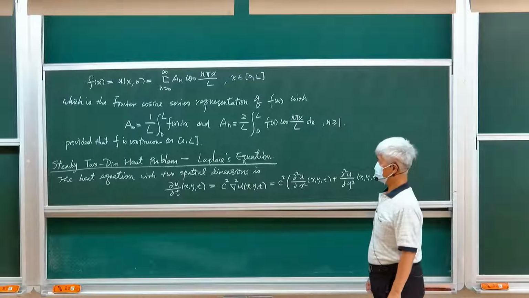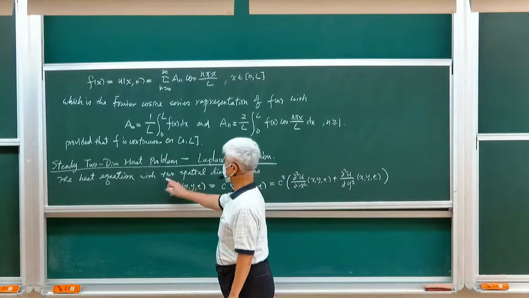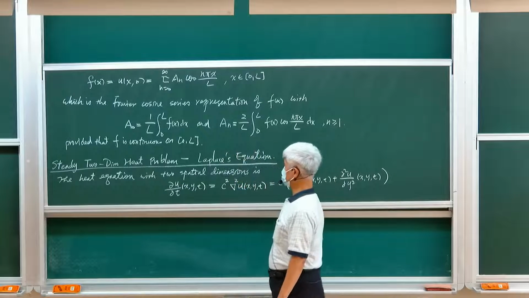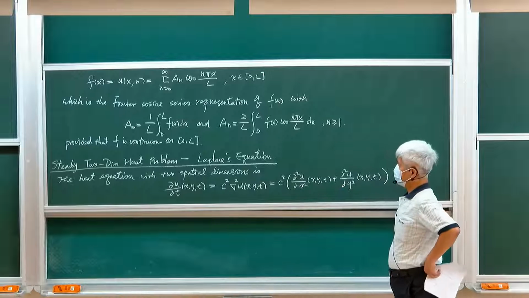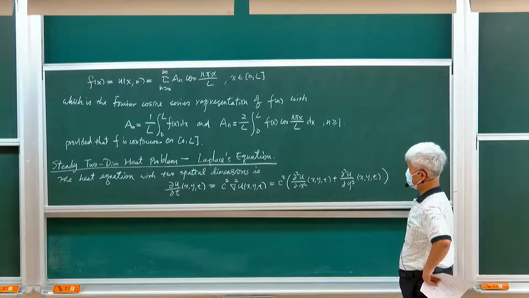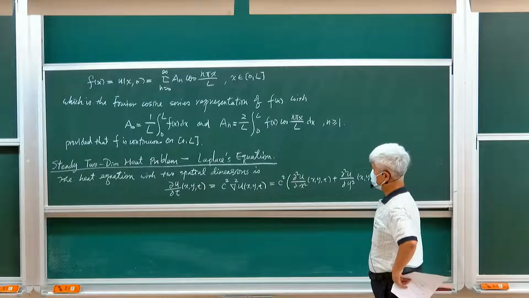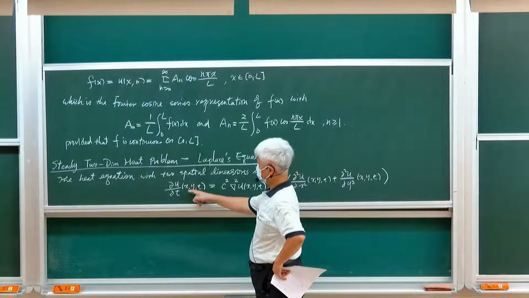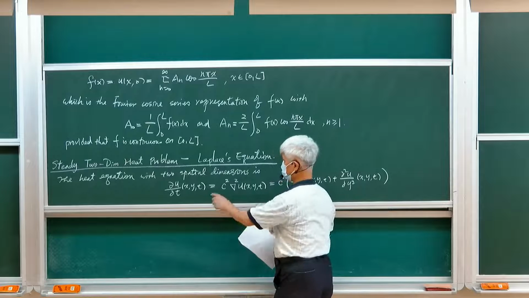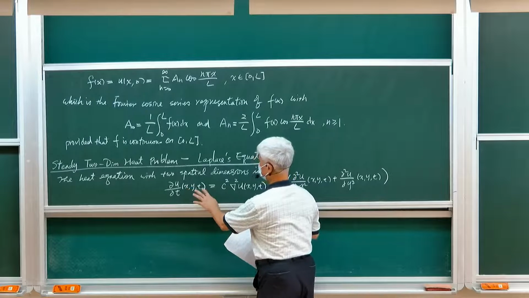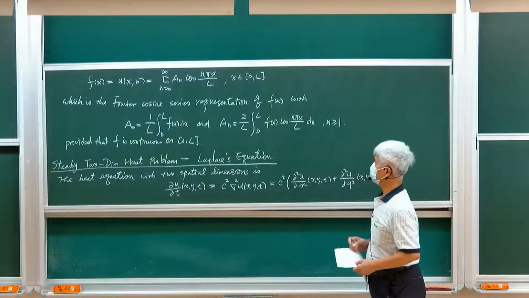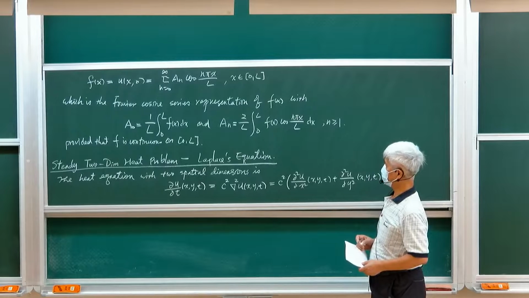All right, so this is the heat equation with two spatial dimensions. The temperature is a function of the two spatial variables x and y, as well as the time t.